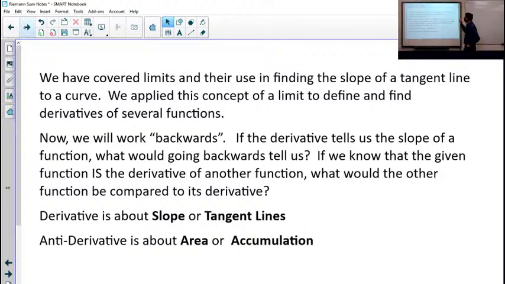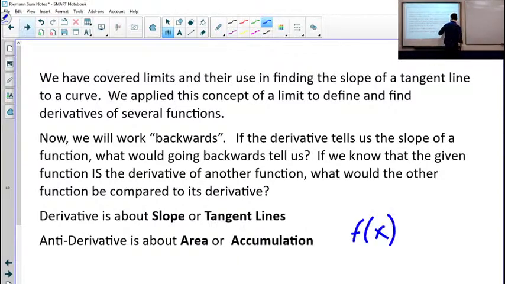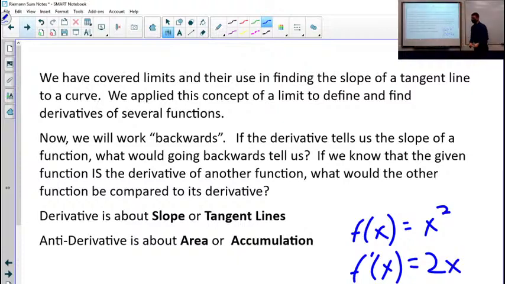We've covered limits and their use in finding slope of a tangent line. We talked about this concept of a limit to find derivatives. Now we're going to work backwards. If the derivative tells us slope of a function, what would going backwards tell us? In other words, you already know that f of x is x squared. Hopefully you already know that f prime of x is 2x. And that this gives me a function of what the slope of the tangent line is at every x value.